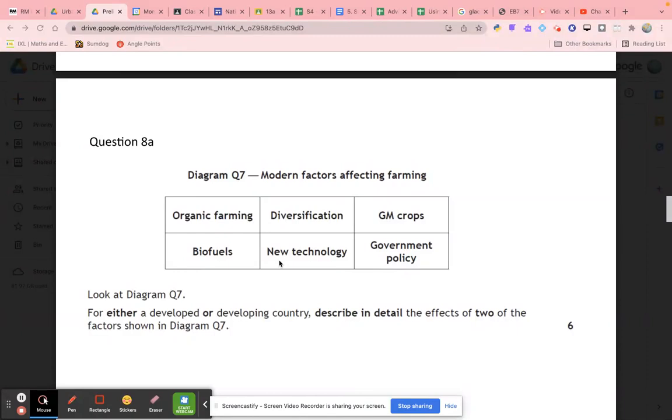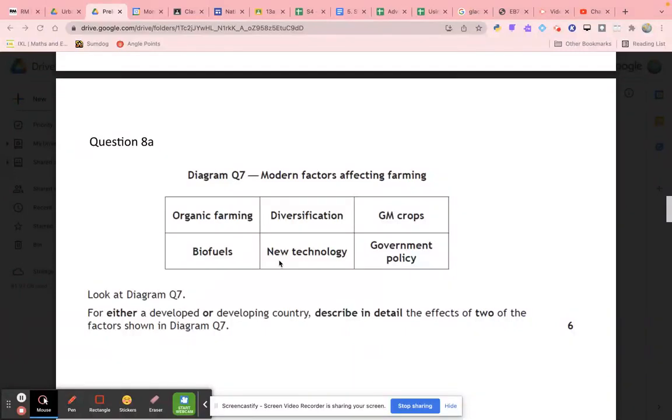A linked problem, if you want to develop that for an additional mark, is that this is resulting in increasing numbers of people migrating to the cities away from the countryside because technology is taking their job, and this results in overcrowding and the formation of shanty towns in cities from people that have moved into these areas.